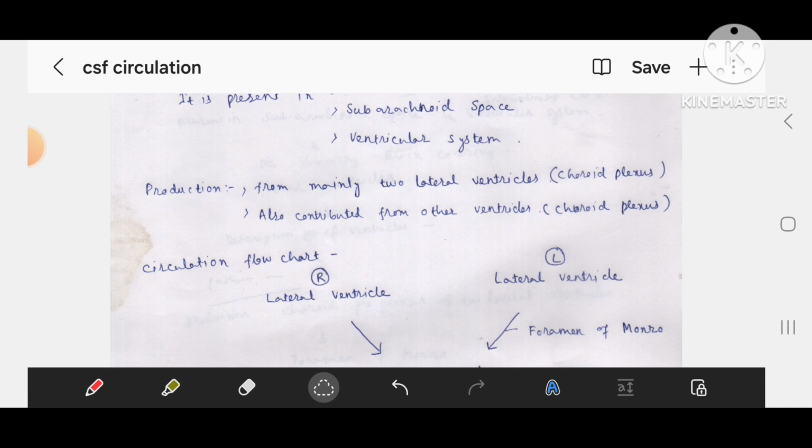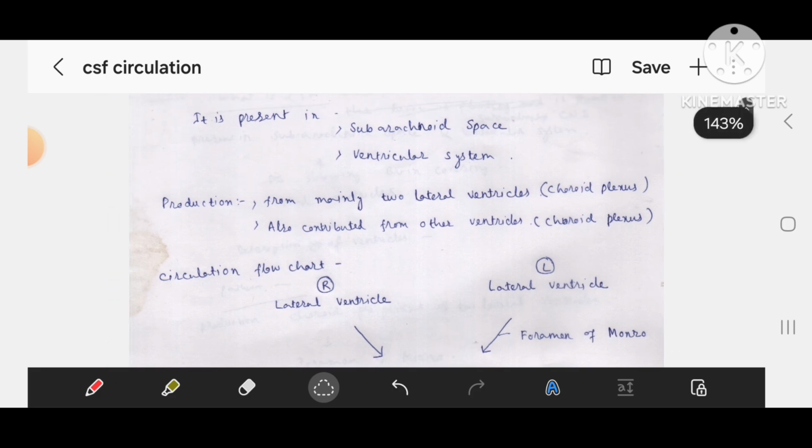First, production. The CSF is produced mainly from the two lateral ventricles, and the other ventricles also contribute in the production of CSF. The CSF is produced from the choroid plexus of the ventricles. The choroid plexus means modified blood vessels, and they filter the blood plasma, and after some ionic changes, this is called CSF. The similar process also happens in the glomerulus, but there the ionic changes may not occur.